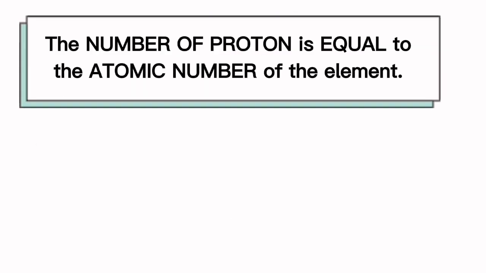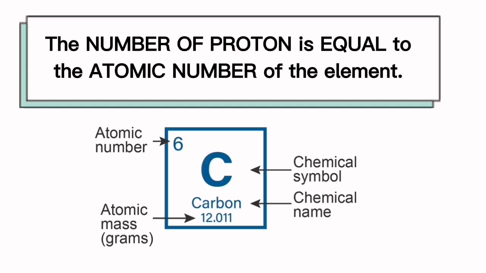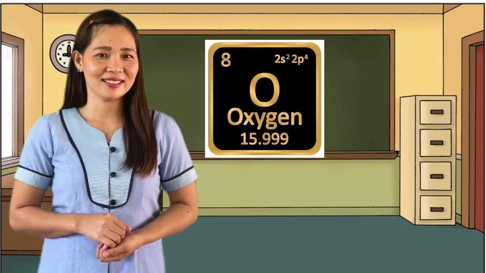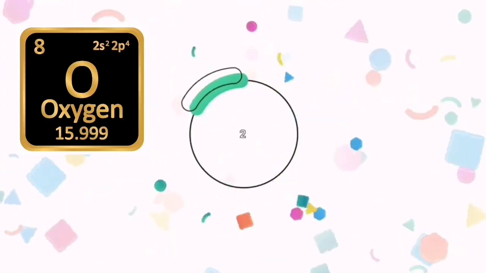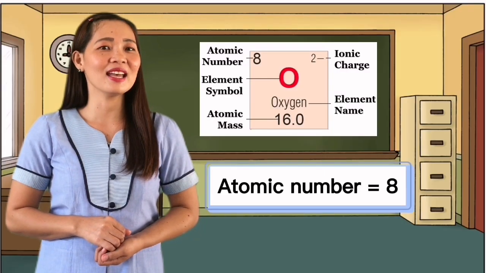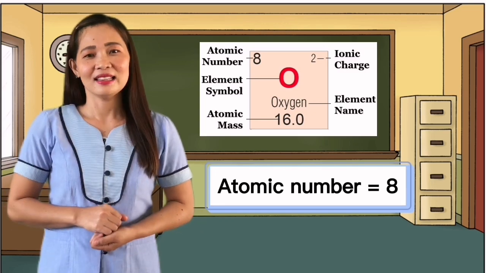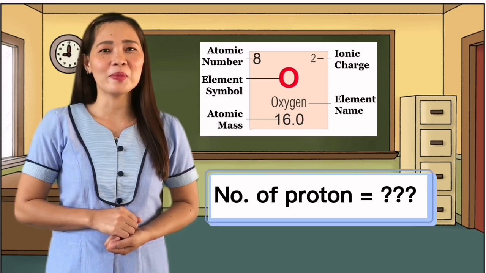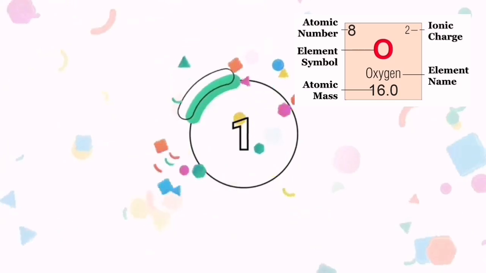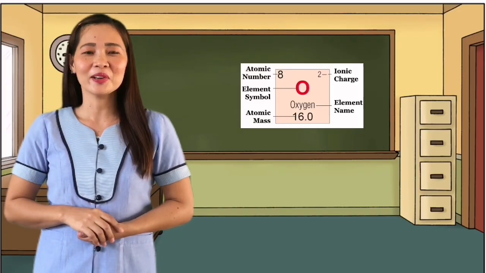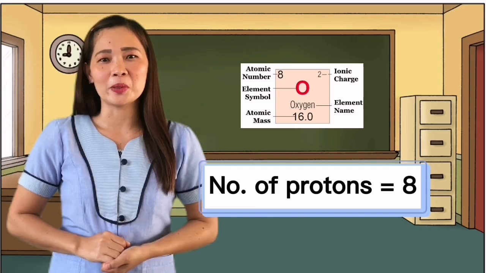The number of protons in an atom is unique and is equal to the atomic number, which can be found in the upper left side of each element in the periodic table. For example, oxygen. What is its atomic number? If your answer is 8, you've got it right. Next question. How many protons does it have? Yes, you're correct. There are 8 protons.